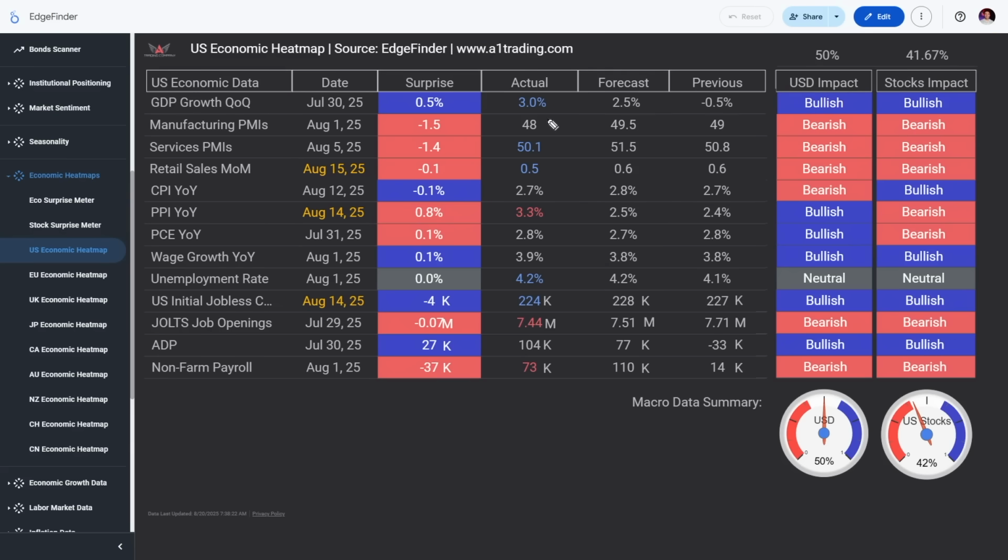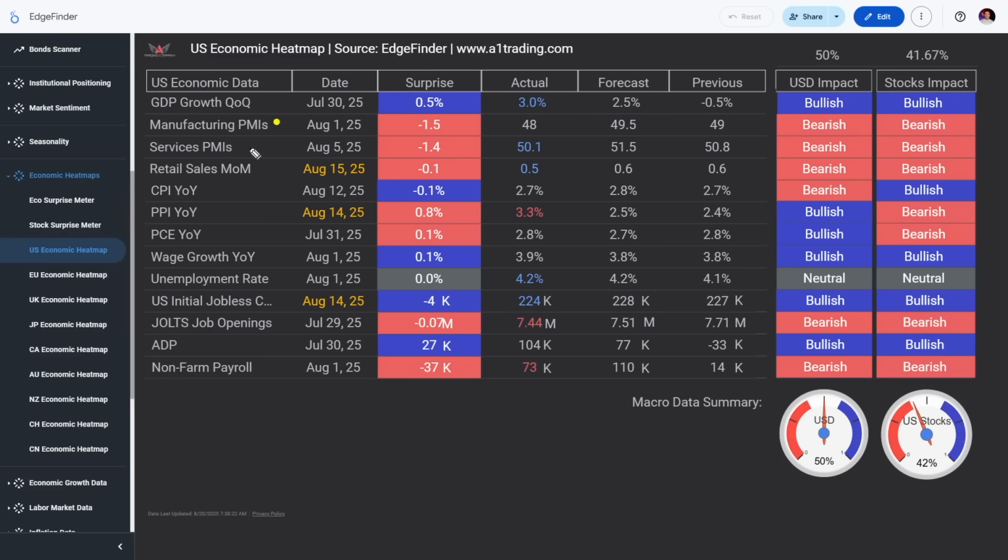And what we do is we specifically compare forecast versus actual data, because this is what is cutting edge moving the markets. If, for example, you get a GDP number that came in better than forecasted by 0.5%, that is a bullish surprise for the US dollar and for the stock market, because growing economies are good for both.